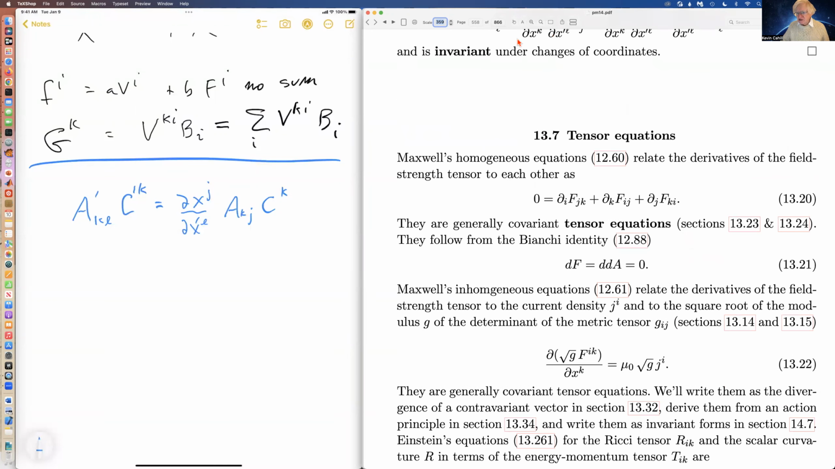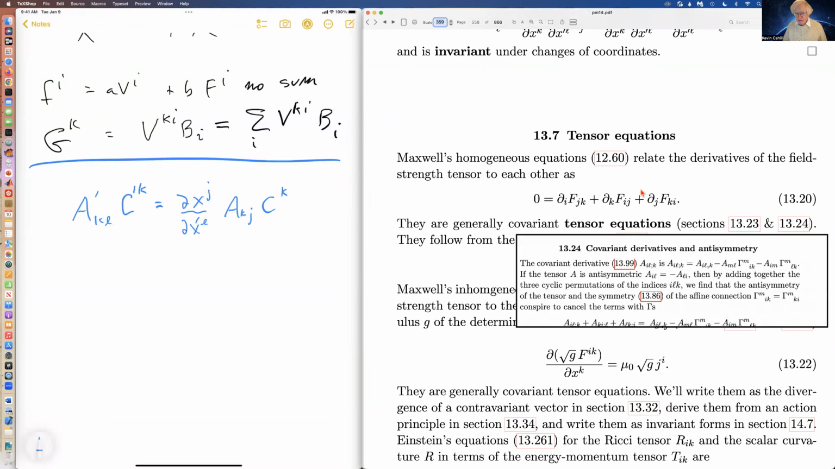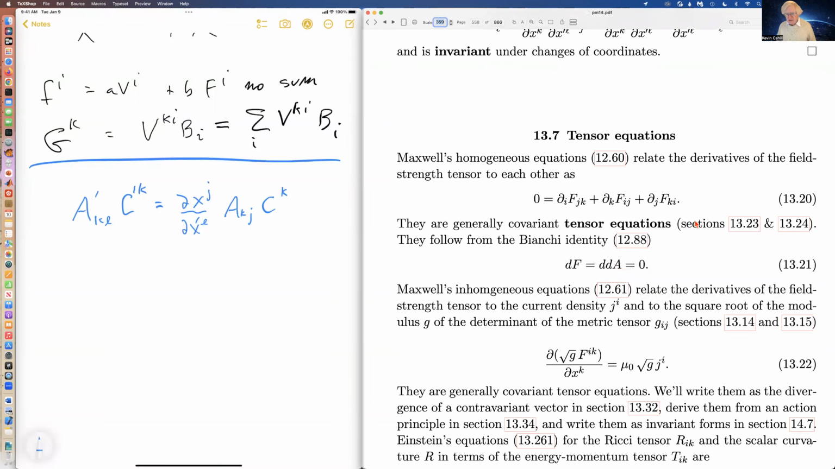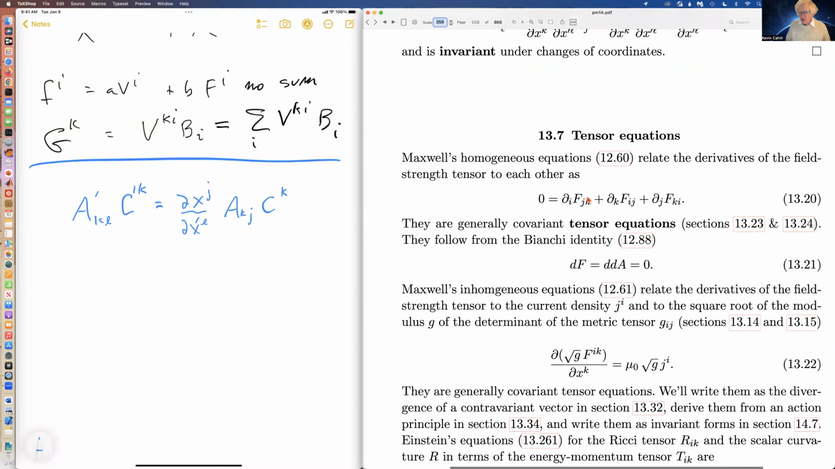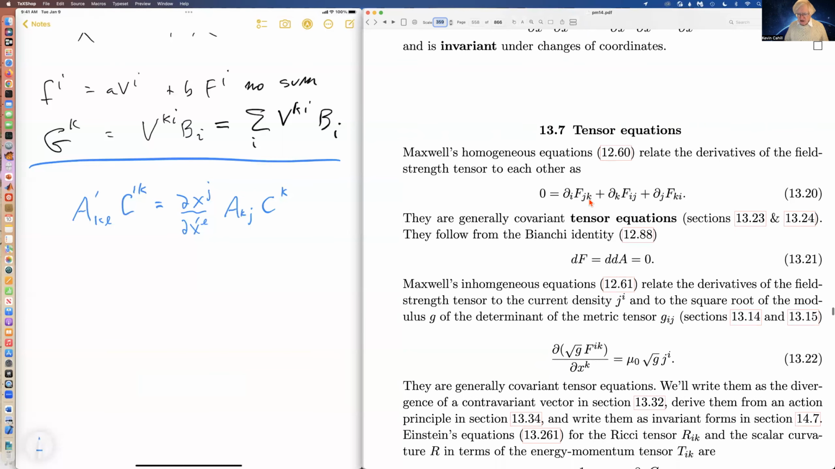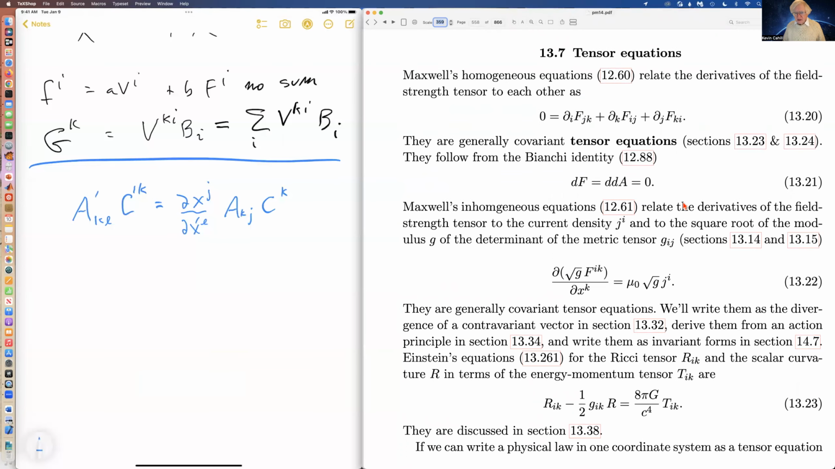Maxwell's homogeneous equations relate the derivatives of the field strength to each other. In particular, there are four equations that look like this. These are generally covariant tensor equations because of the anti-symmetry in F_jk and the fact that we're summing. And they follow in a very cute way from this Bianchi identity.